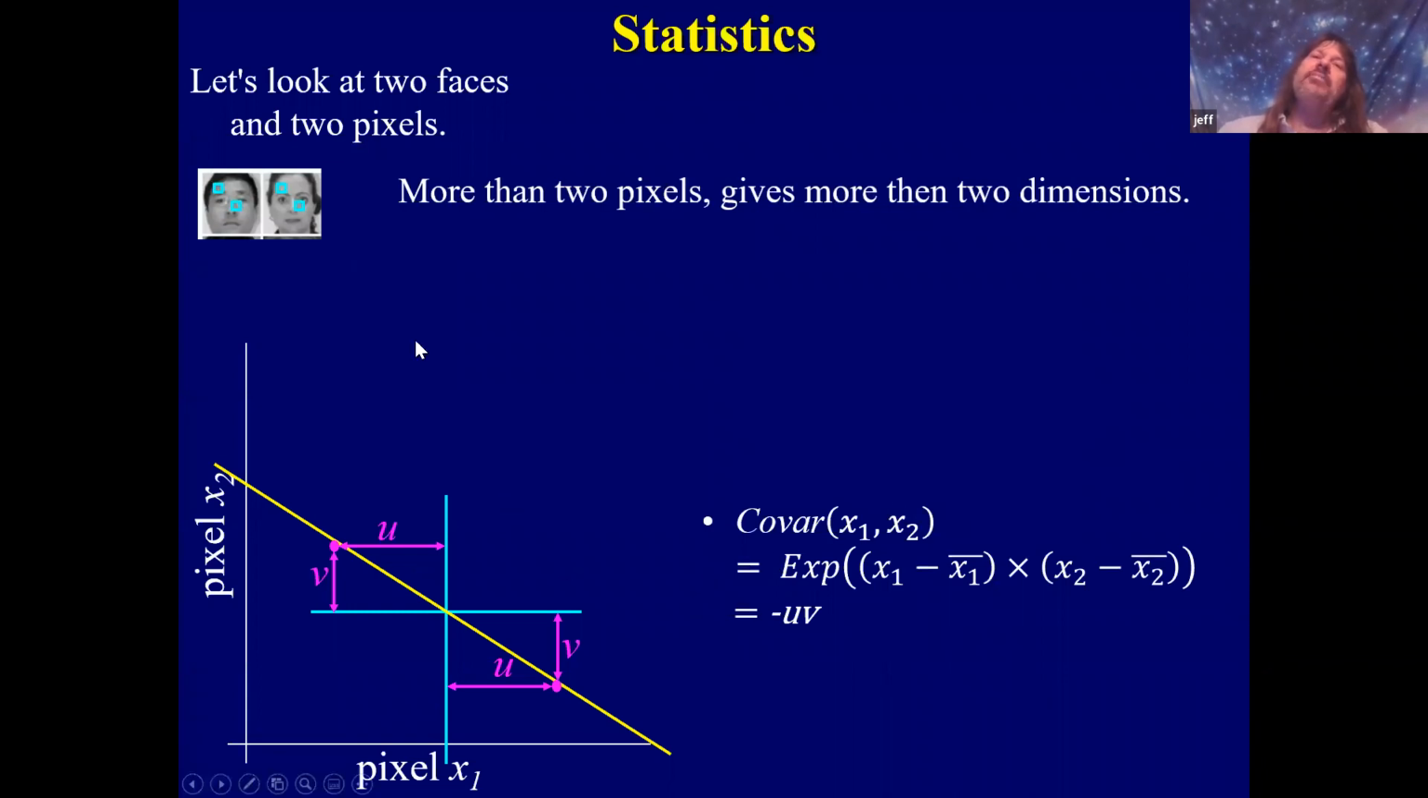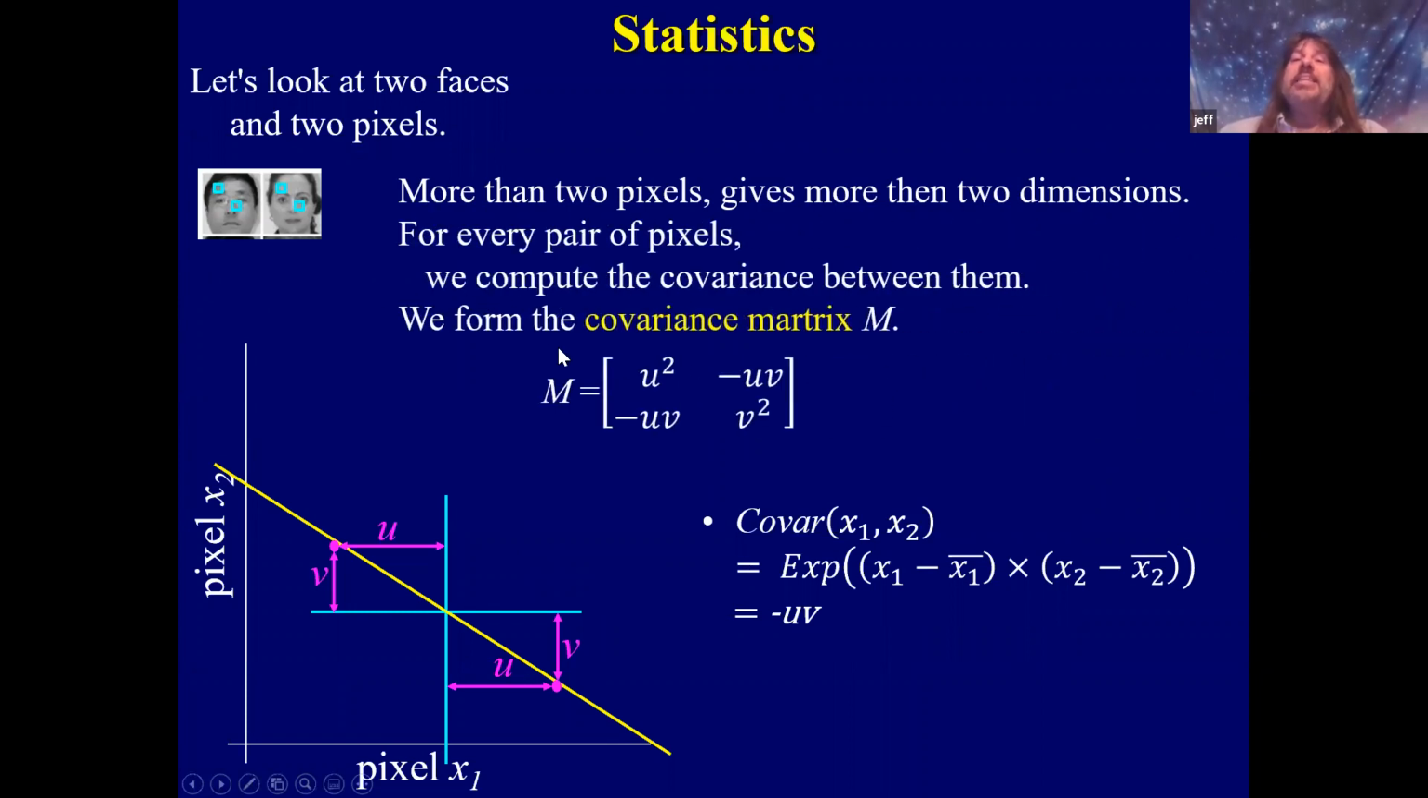All right, so we have lots and lots of pixels. In fact, we have 10,000 pixels, so we can form a matrix with 10,000 rows and 10,000 columns. The entry in the ith row and jth column will be the covariance between the ith variable, how bright the ith pixel is, and how bright the jth pixel is. So that's a big matrix.